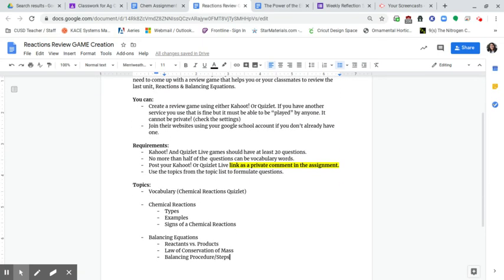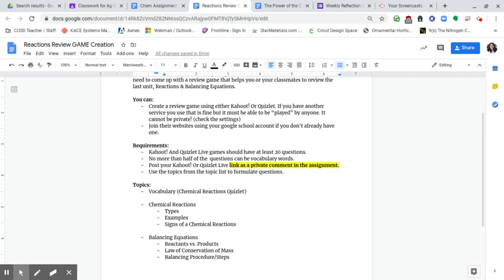So you are going to be making a review game in either Kahoot or Quizlet that is going to be able to be played by you or anyone else to review chemical reactions in general. So if you see down here the types, examples, signs of reactions, or balancing equations. Those are notes that you took last week or the week before, talking about reactants versus products, the law of conservation of mass, and then what the actual steps for balancing those equations are. Any of those topics are fair game.